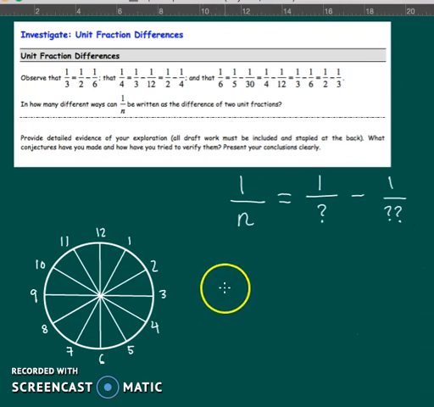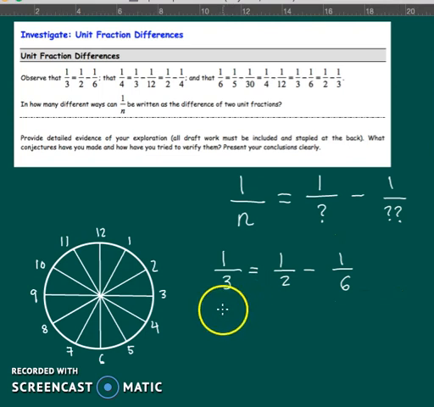So I've made a pie or a clock that's cut into 12 pieces. Let's go with pie. Hopefully that'll help us visualize how we can explore this. So let's think about the first example that they give us here. For example, they say 1/3 is equal to 1/2 minus 1/6. So you can see here that these are all unit fractions. 1 over 3 is equal to 1 over 2 minus 1 over 6.